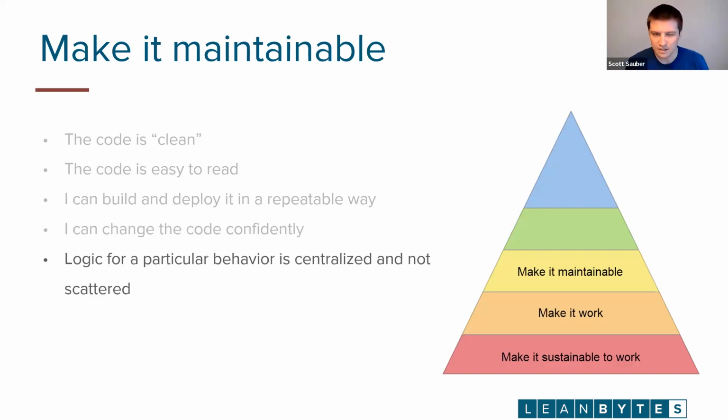And then also, this goes back to the clean part, but logic for a particular behavior is centralized. So if you need to change a certain business rule, let's say how you price something, you don't have to go change it in 20 different spots. You just change it in one spot. So once you can make things work, then you can start worrying about making the code maintainable. You may have heard the phrase make it work, make it right, make it fast, and the make it fast is optional. It's the same principle: first you have to make it work before you can even worry about making it maintainable.